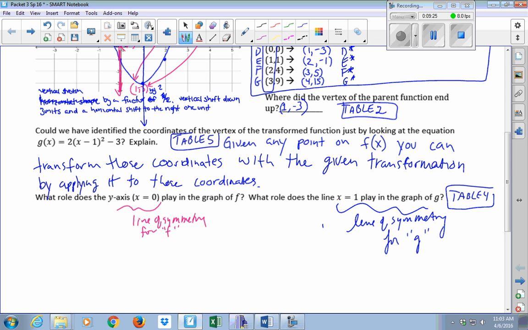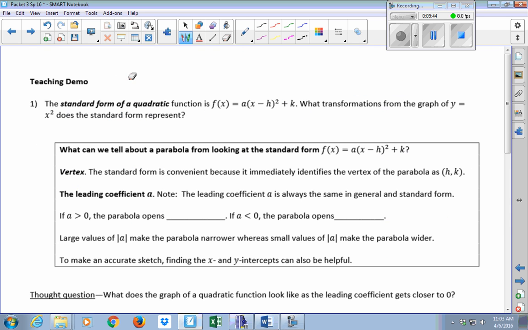So if you know your vertex, you know your line of symmetry, because it goes straight down through your vertex. Your vertex is where you can fold over your parabola and have the points on one side meet their corresponding points on the other side. That's where the symmetry occurs. Okay, so let's take a look at the demo today.